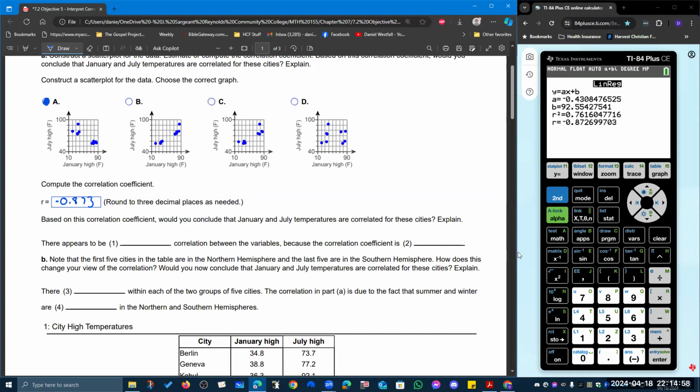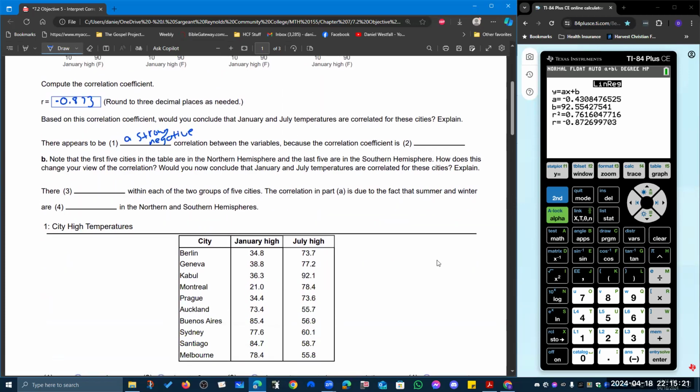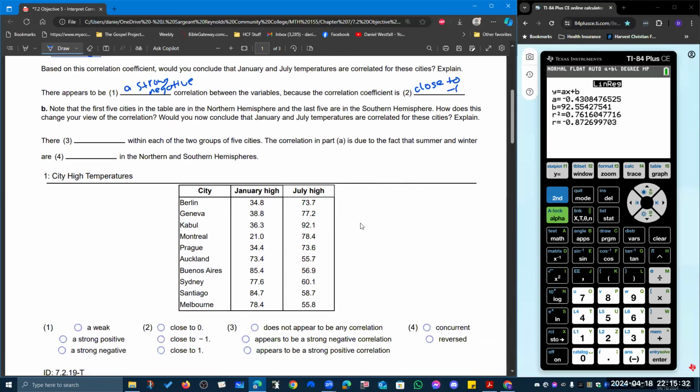Based off of this correlation coefficient, would you conclude that January and July temperatures are correlated for these cities? There appears to be a strong negative correlation between the variables, because the correlation coefficient is close to -1. These are going to be fill in the blanks here in just a second. Strong negative, close to -1.